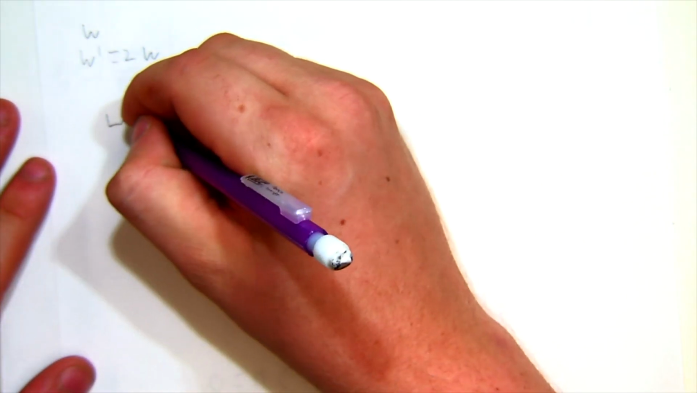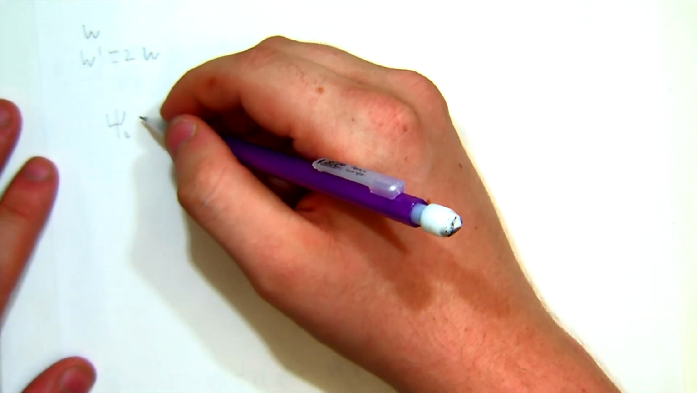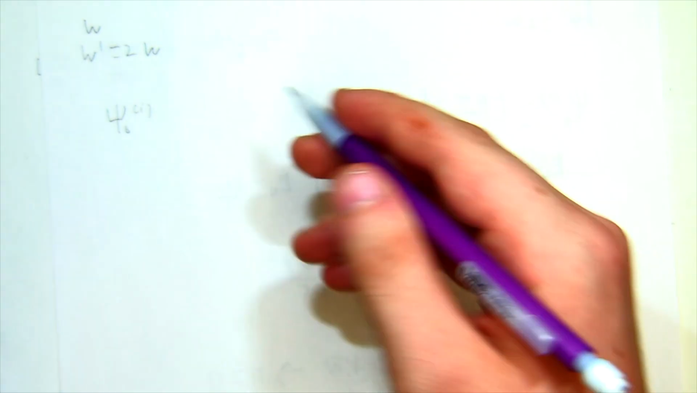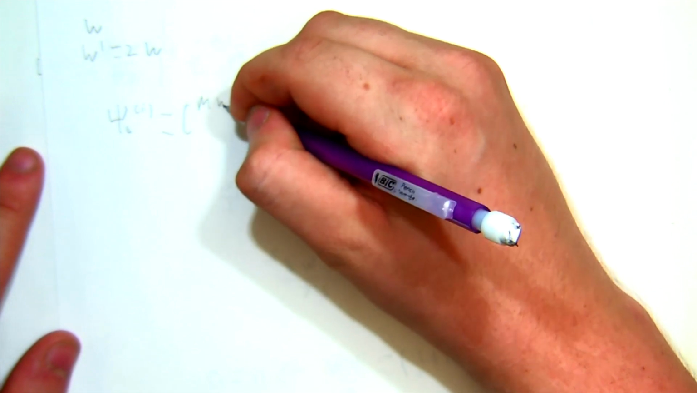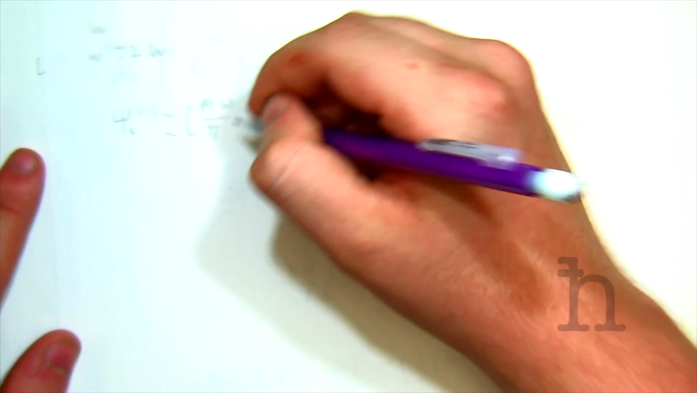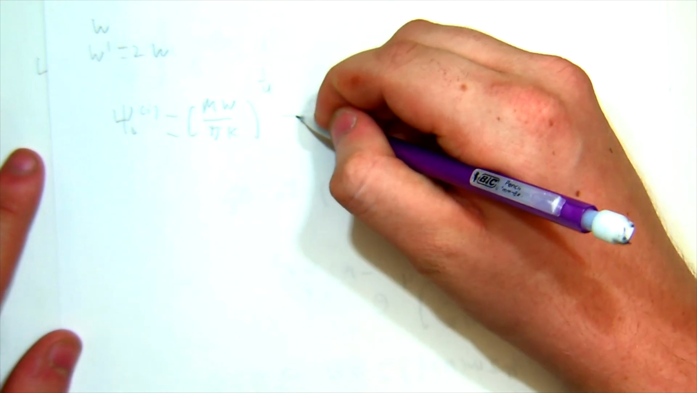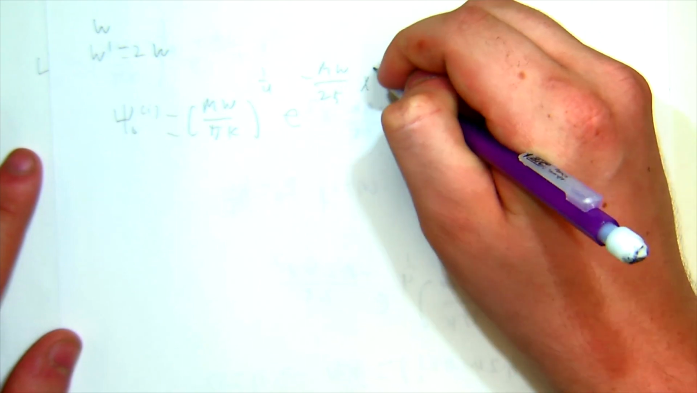So first, let's write out our basis. Initially, before the spring constant quadruples, our basis was psi 0, and let's just call this psi 0 I, because this is the basis before we quadruple it. So this was (m omega over pi h bar) to the 1/4 e to the negative m omega over 2 h bar x squared.